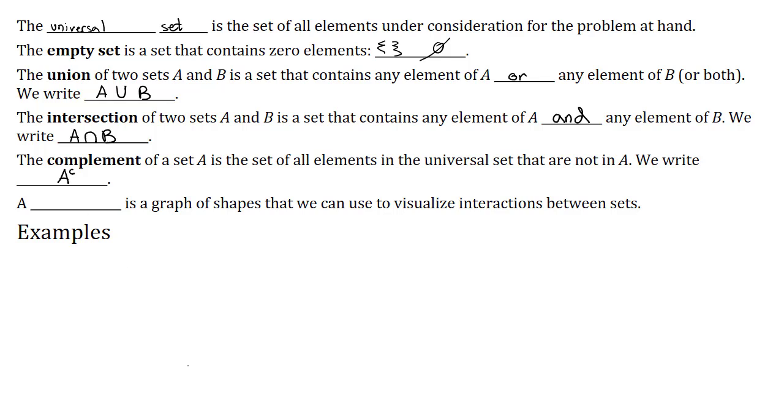That means A complement. Now, oftentimes to help us get an idea of how things are connected and related to each other, when they overlap and when they don't, we're going to write a Venn diagram, which is a graph of shapes to help us visualize the interaction between sets. And we're going to take a look at what that looks like here in an example.